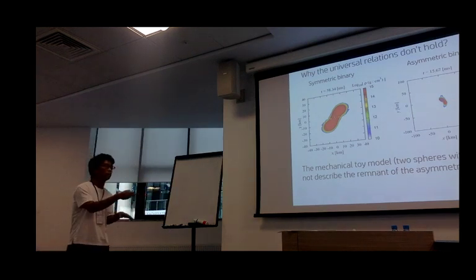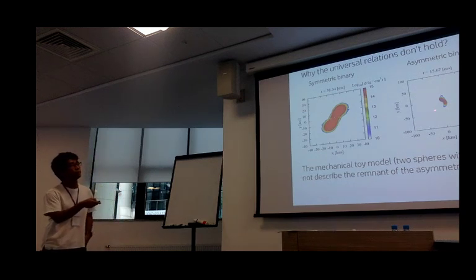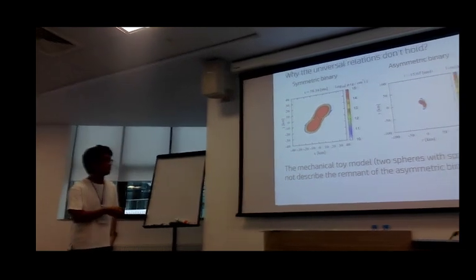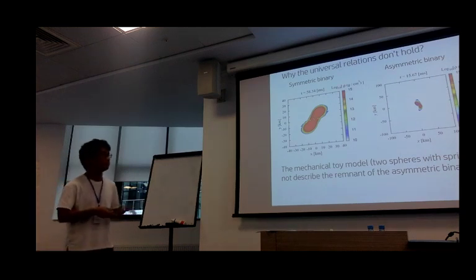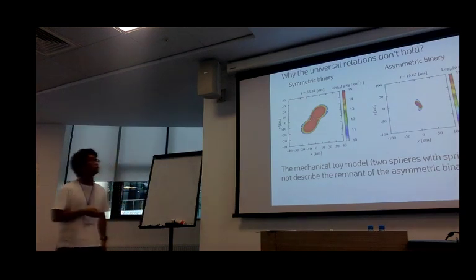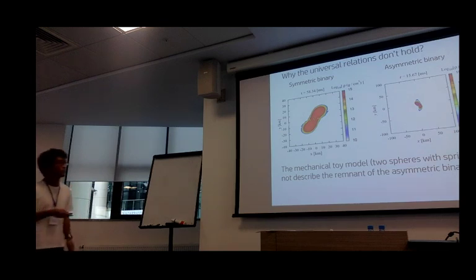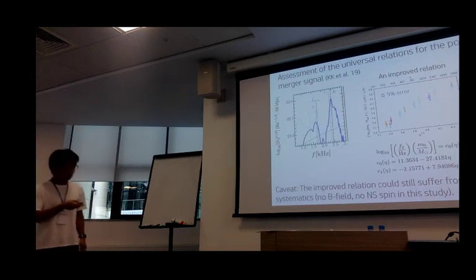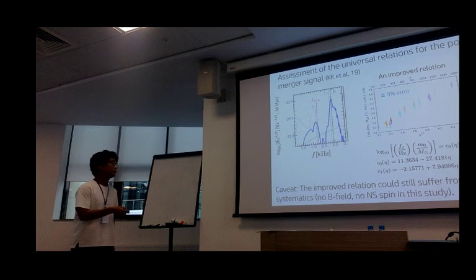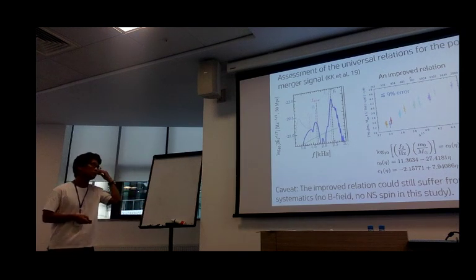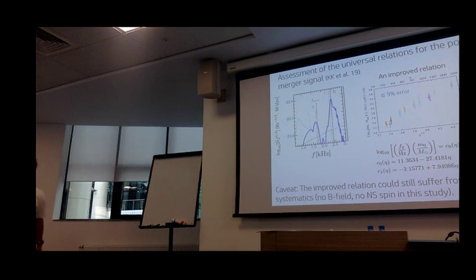disrupted before the merger. The remnant core is one very dense core with a dense environment. So the mechanical toy model, which assumes two spheres connected by a spring, could not describe the remnant for the asymmetric binary. This is why the universal relation doesn't hold in general. So we propose an improved relation for the F2, the tidal deformability, and the error becomes a little bit smaller. But the caveat is again that the improved relation will still suffer from the systematic model errors.